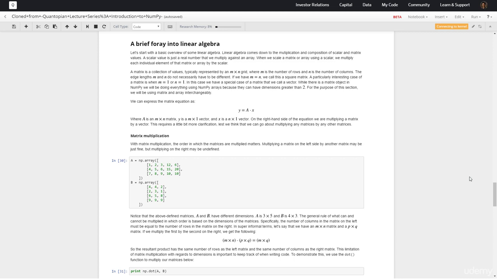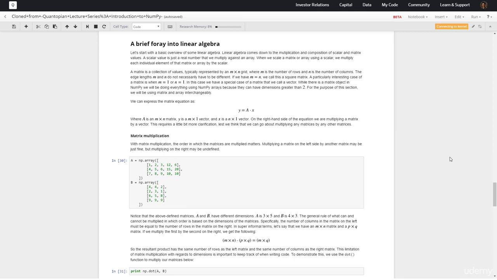by the scalar. A matrix is a collection of values typically represented by m times n grid, where m is the number of rows and n is the number of columns. So again, row, columns, okay, in that sequence. The edge length m and n do not necessarily have to be different. If we have m equals to n, we call this a square matrix. A particularly interesting case of matrix is when m is equal to 1 or n is equal to 1. In this case, we have a special case of a matrix which we call vector.